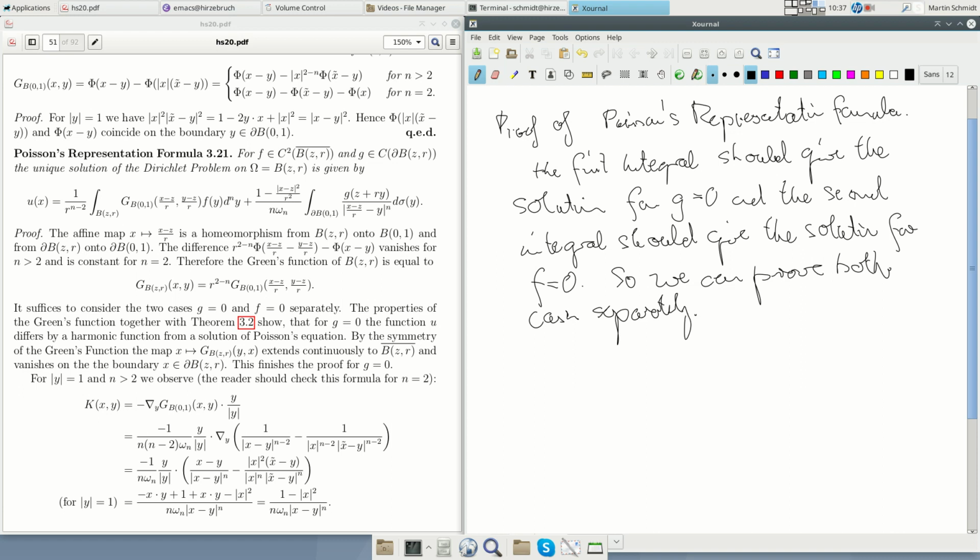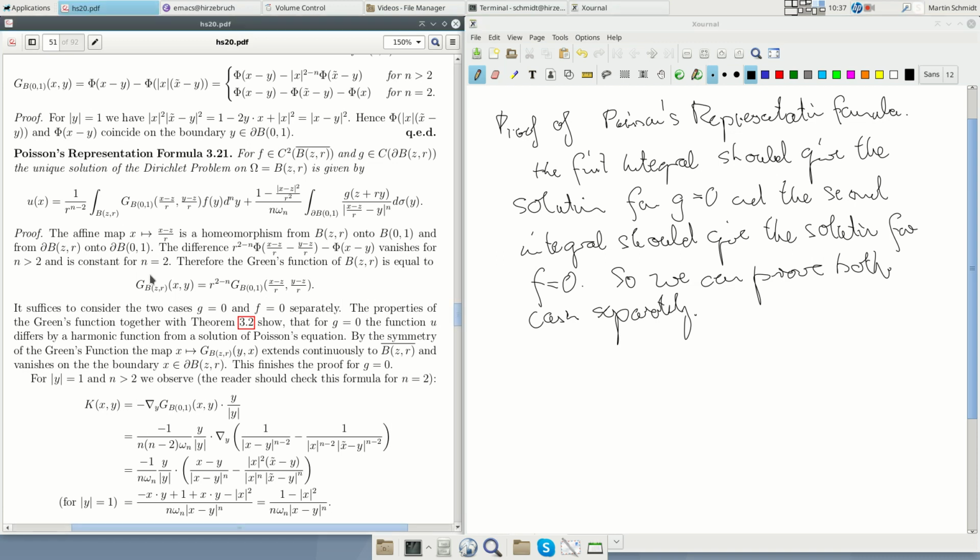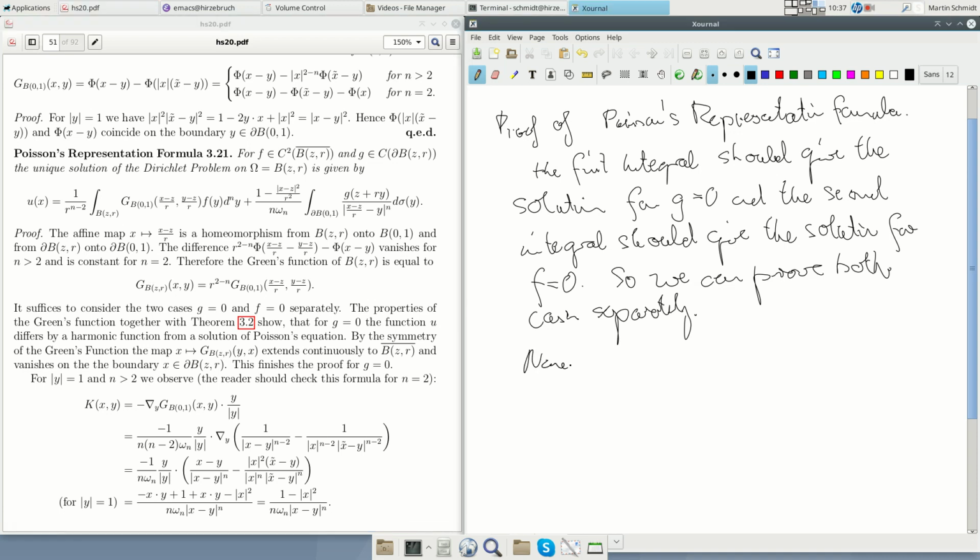Okay, now first let's prove that, now we claim that the Green's function of this ball of x, y is just equal to r to the power 2 minus n times the Green's function of the unit ball, which we determined, and then evaluated at (x minus z) over r and (y minus z) over r. Okay, why is this the case?